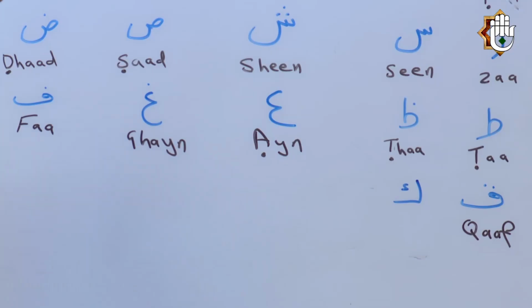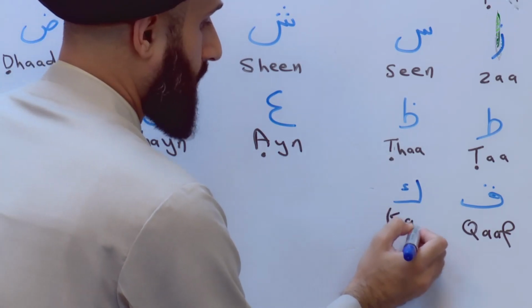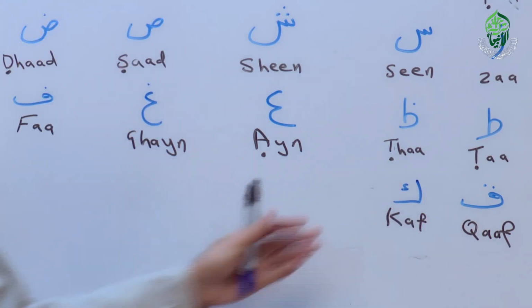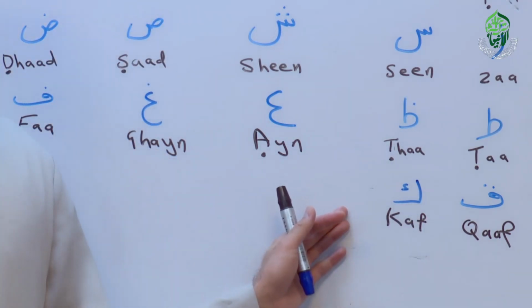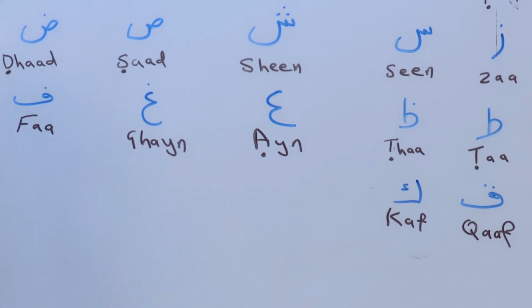Kaf. Okay. This is equivalent to the letter K in English. The same pronunciation, the same articulation. Qaf, kaf. Right, let's look at the next letter.